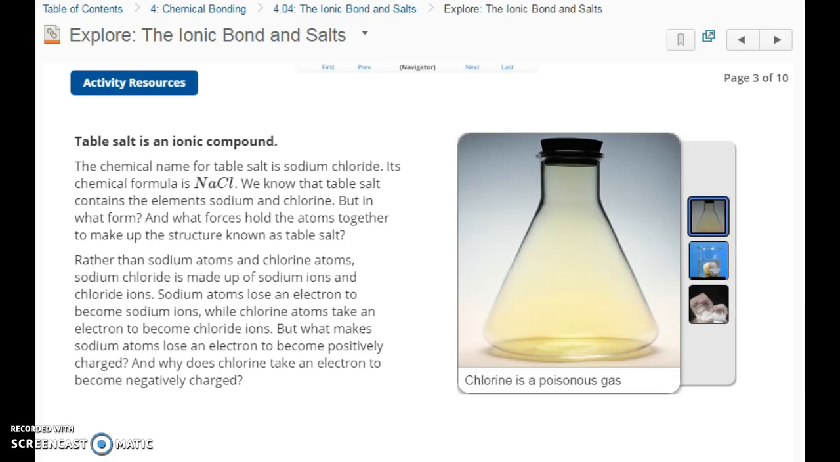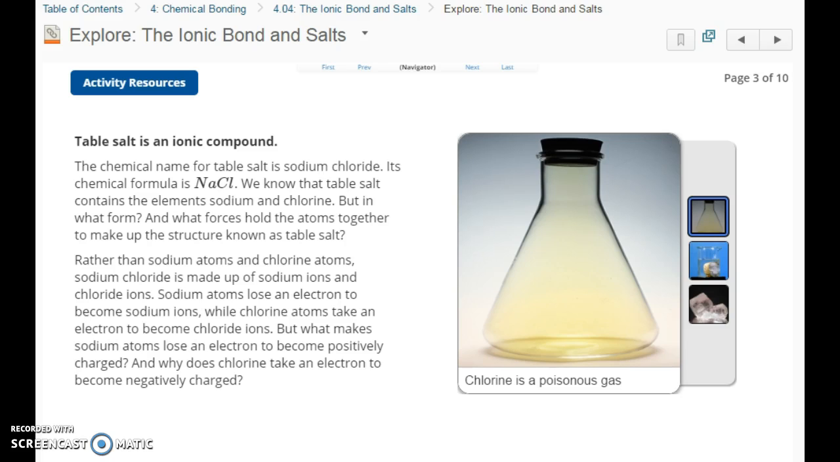Table salt is an ionic compound. The name for table salt is sodium chloride. Its chemical formula is NaCl. We know that table salt contains the elements sodium and chlorine. But in what form? And what forces hold the atoms together to make up the structure known as table salt?